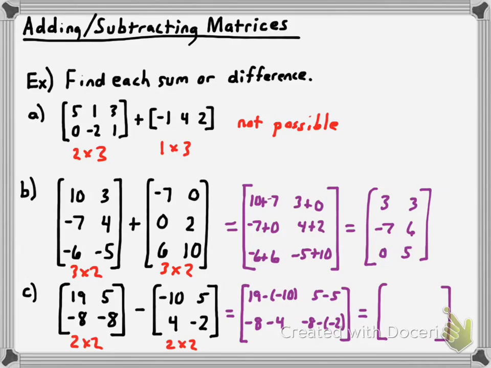And so the result, be careful with your signs always. 19 minus -10 is 29. 5 minus 5 is 0. -8 minus 4 is -12. Make that look more like a 9. And then -8 minus -2 is -6. All right, so that's how you add or subtract matrices. And we're talking about that because in order to translate figures, which is the next thing we're going to do, using matrices, you've got to use matrix addition.